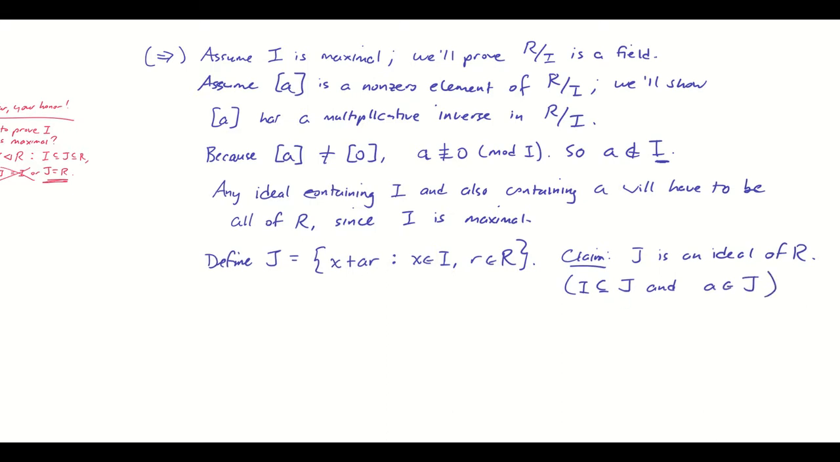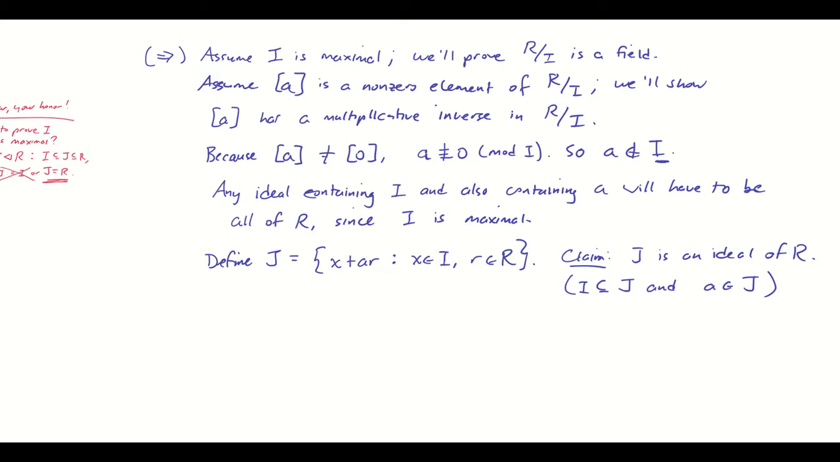Okay, so my claim that I is a subset of J just follows from the fact that I could take any element of I, call it X, and I could let R be 0. So I could just nullify this term of the sum. Then that X is going to be an element of J. So any element of I also belongs to J because I can just make this term go away.